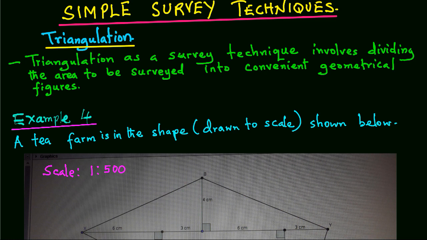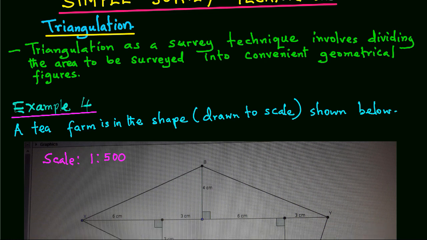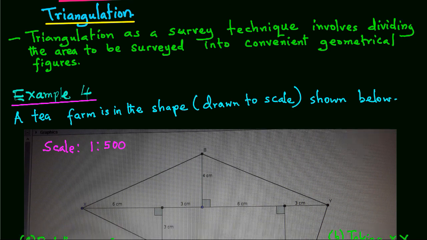For example, a T-farm in the shape drawn to scale is shown below. So the scale is 1 to 500.